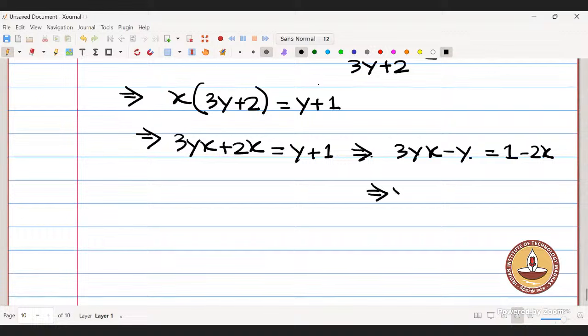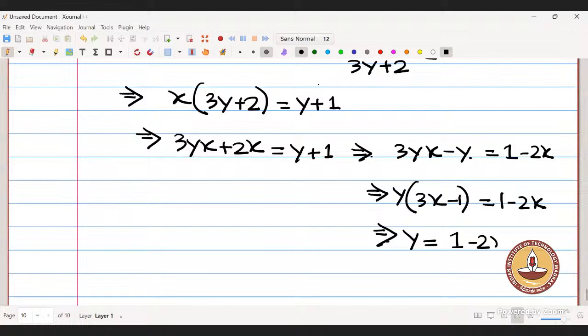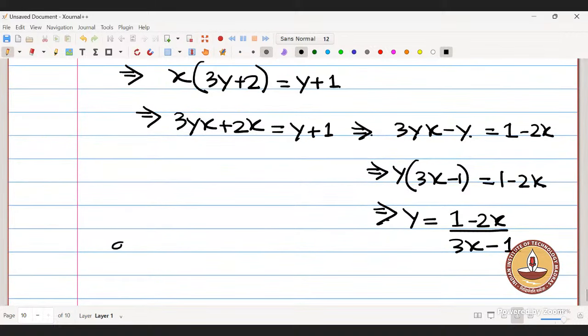Then we take y common: y times 3x minus 1. So y equals what? 1 minus 2x upon 3x minus 1. Right? So what is this? This is g of x, right? And you can check that this is the inverse of this function.